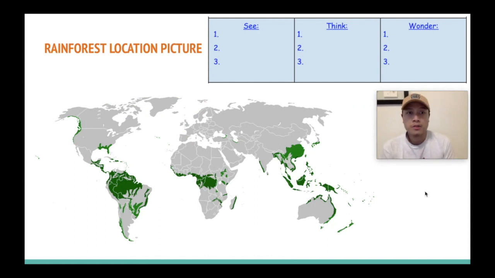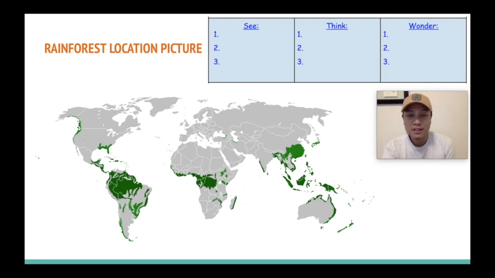So this picture is going to be of the rainforest locations on the planet. Everything that's highlighted in green, those are all places where you can find rainforests in our world. So what I want you to do now is, of course, tell me what you see, tell me what you think, and tell me what you wonder about when looking at this picture.